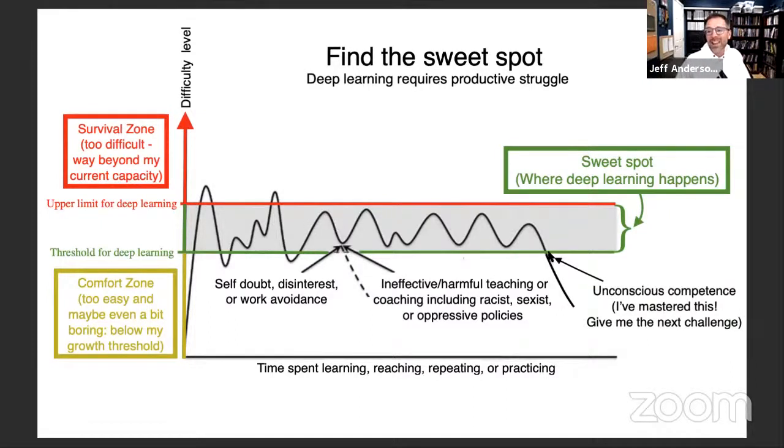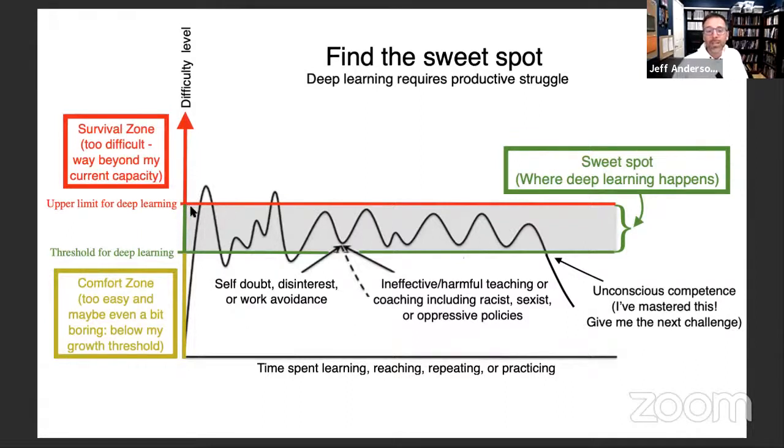So I like to call that spot where we drop out of our sweet spot, not because the skill is not hard, but because our ability has exceeded the particular practice that we're doing. I call this unconscious competence, which we'll talk about, which means that I've mastered this particular skill in this process session. I'm ready for the next challenge, right?